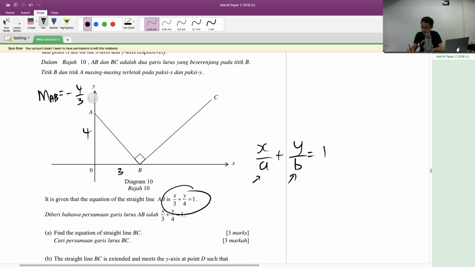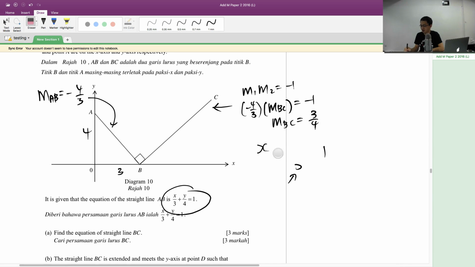So since the gradient of AB is negative 4 over 3, you can know the gradient of BC easily because they are perpendicular. If they are perpendicular, it means gradient 1 multiply gradient 2 equals negative 1, isn't it? So this is negative 4 over 3 multiply gradient of BC equals negative 1. So gradient of BC is just 3 over 4. Right, negative, negative get positive.